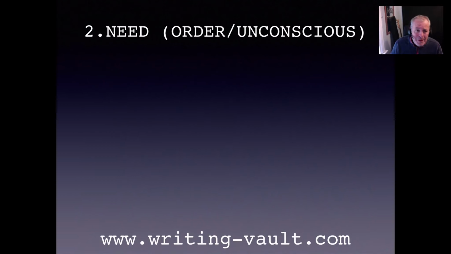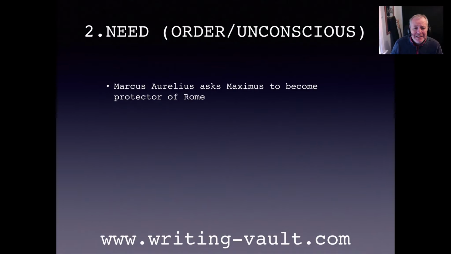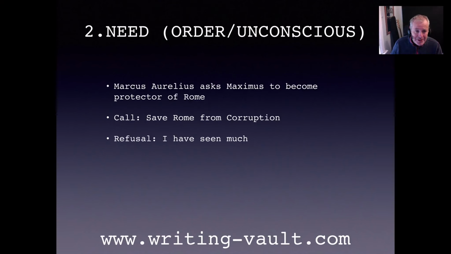Point 2 of the circle is need. Now, Marcus Aurelius, who turns up at this battle, asks Maximus to become the protector of Rome and help restore the Republic. So it's like a literal call to adventure. Please help me save Rome from corruption. Marcus Aurelius doesn't trust his son Commodus.